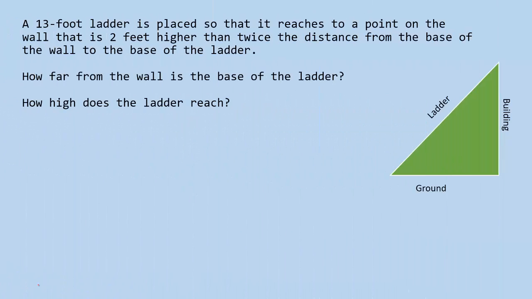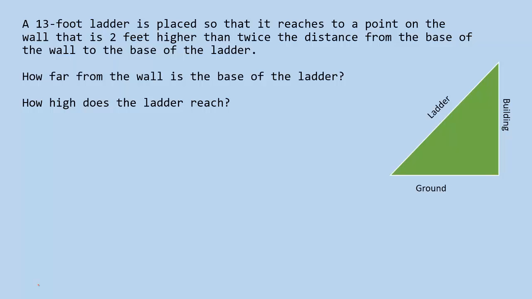A 13-foot ladder is placed so that it reaches to a point on the wall that is 2 feet higher than twice the distance from the base of the wall to the base of the ladder. How far from the wall is the base of the ladder, and how high does the ladder reach?